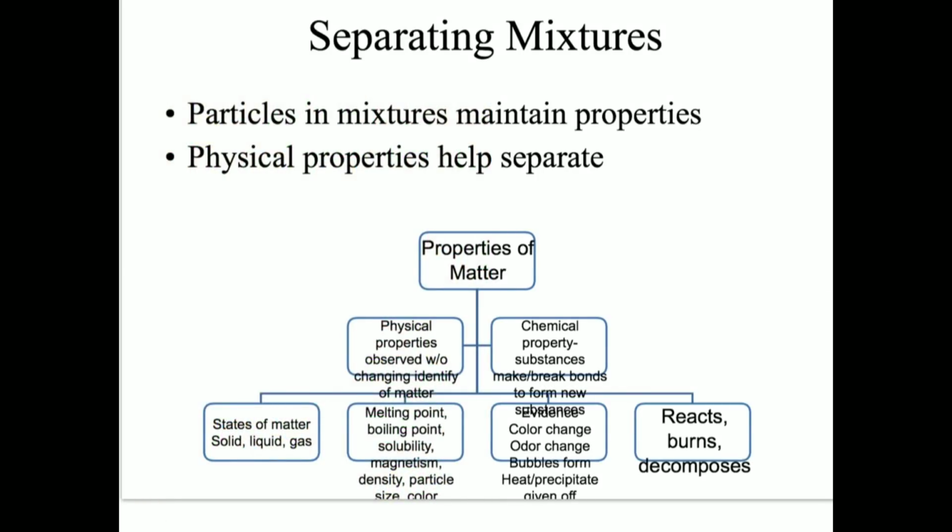There are different properties of matter, both physical and chemical. We use physical properties of matter to help separate the different components of a mixture. Chemical properties would be used to separate the components of chemically bonded substances like compounds.